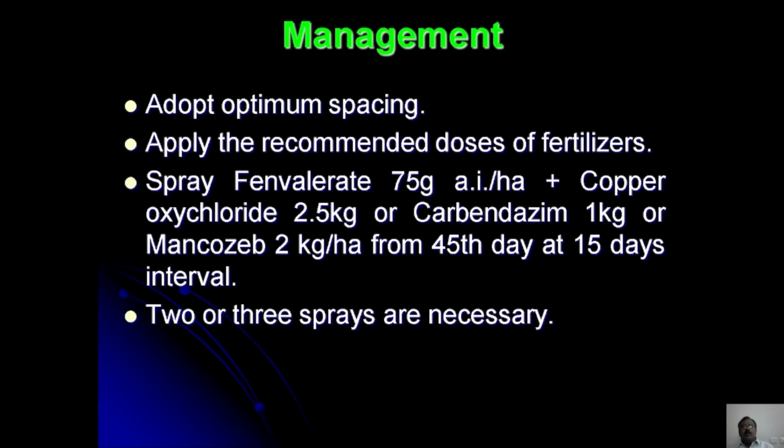The secondary spread is through airborne conidia. Adoption of appropriate recommended spacing is highly helpful to reduce the disease incidence, along with the application of recommended doses of fertilizers, and then spraying of insecticides like Fulminate, which is a combination pesticide, that is fenvalerate plus copper oxychloride, or carbendazim or mancozeb, which will reduce the incidence.